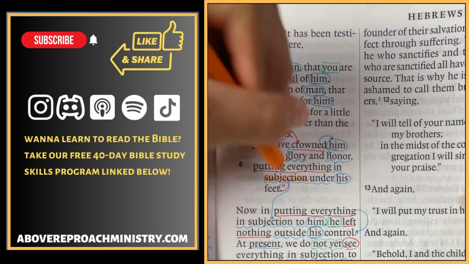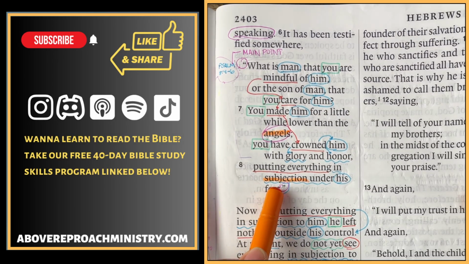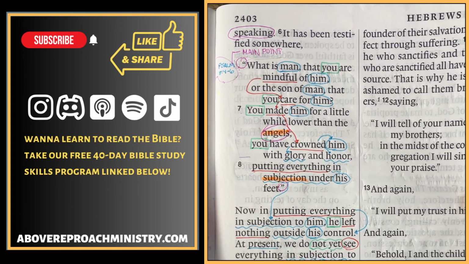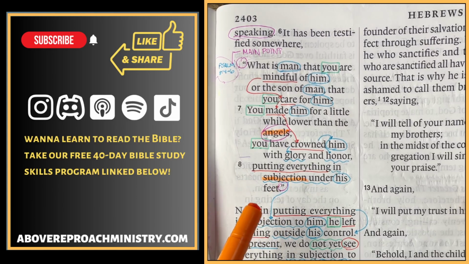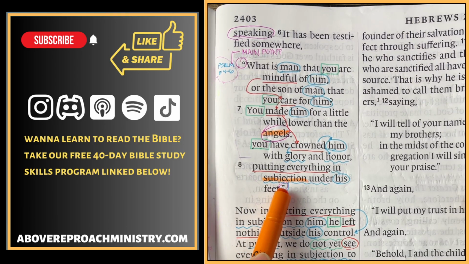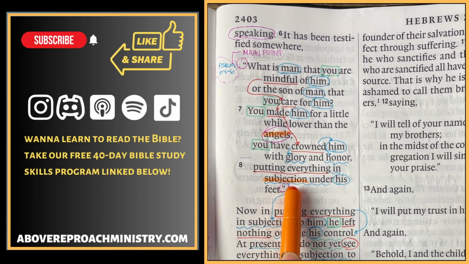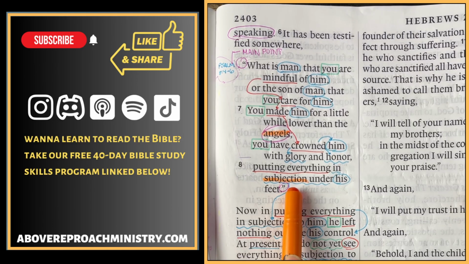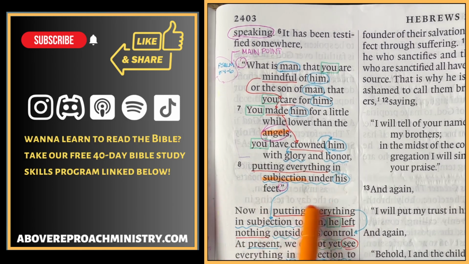Now, I'm just going to highlight this in orange because I've already seen the word subjection used in verse 5. Now, it wasn't subjection, but subject or subjected. So I've seen that idea. It was the author saying, look, God's not going to subject new creation under the authority and dominion of angels, right? So that helps me make sense of what's happening here.